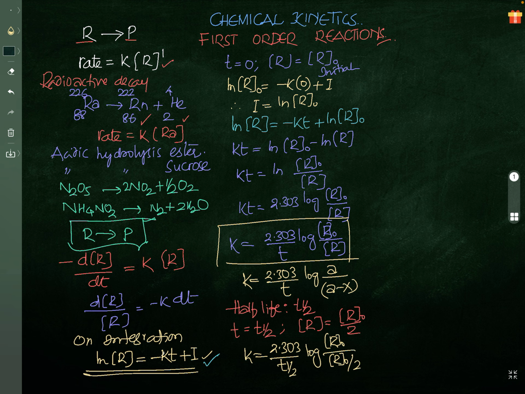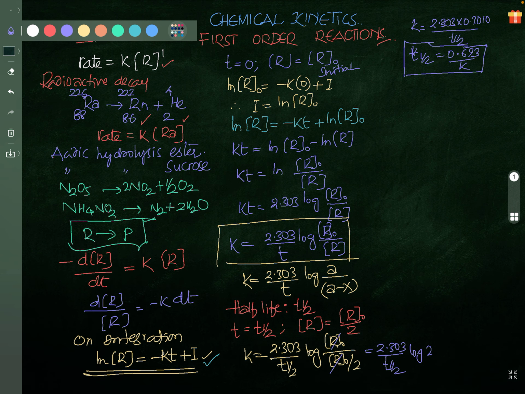R0 cancels. R0 by 2 means the 2 will come upside. That is nothing but log 2. So 2.303 by t half log 2. So k = 2.303 into log 2 value, which is 0.3010, by t half. When you multiply those two, 0.693 by k. So t half = 0.693/k.